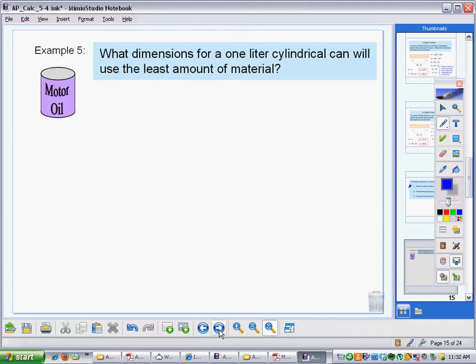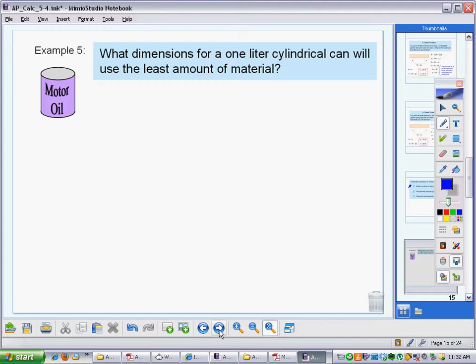What are the dimensions for a 1 liter cylindrical can that will use the least amount of material? Can you imagine this? You work for a company and you want to make a can so you don't waste a lot of material because you have to buy this metal to make a can. In this case, it's a motor oil can. So, okay, I've made a model of a can. Look at this. It is a piece of paper rolled up.